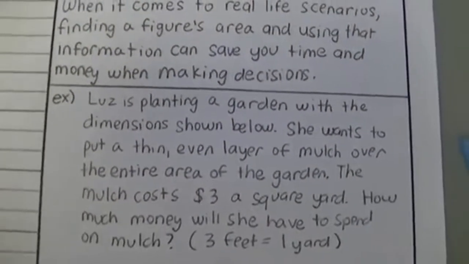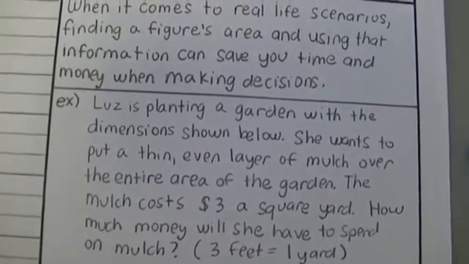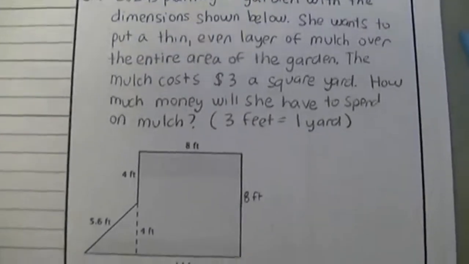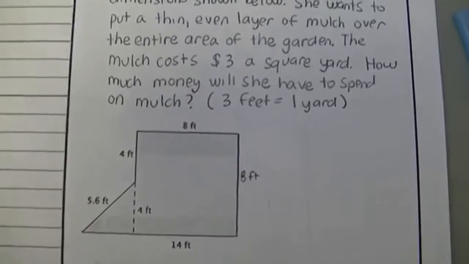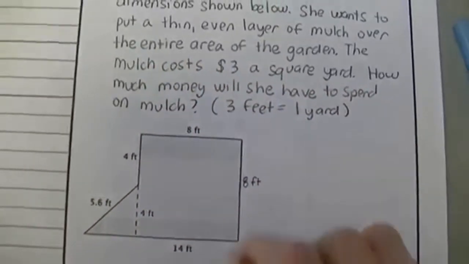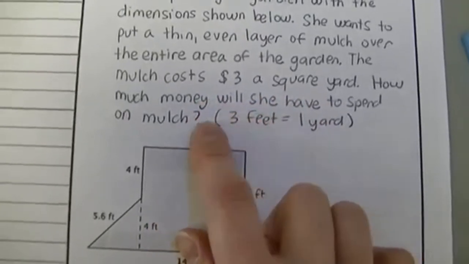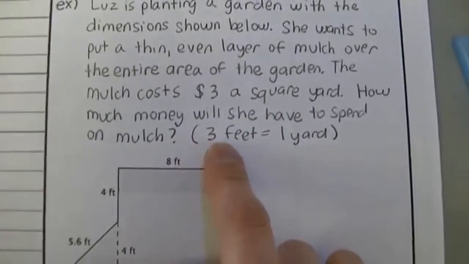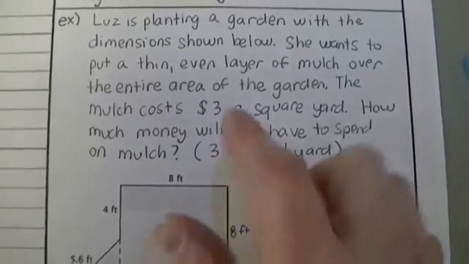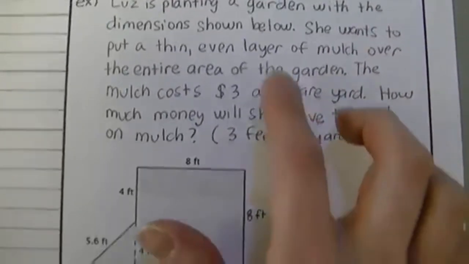So our first example is that Luz is planting a garden with the dimensions shown below. She wants to put a thin, even layer of mulch over that entire area of the garden. The mulch costs $3 a square yard. How much money will she have to spend on mulch? And you'll see there's a little hint right here, 3 feet equals 1 yard. So that means I'm probably going to need to use that.